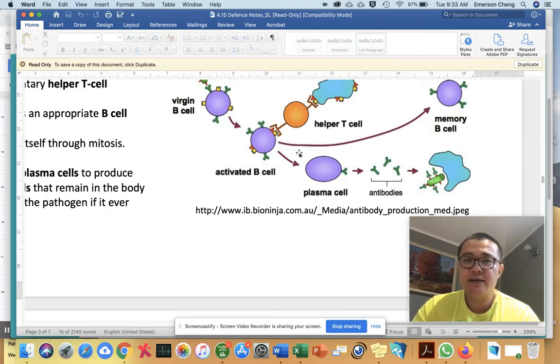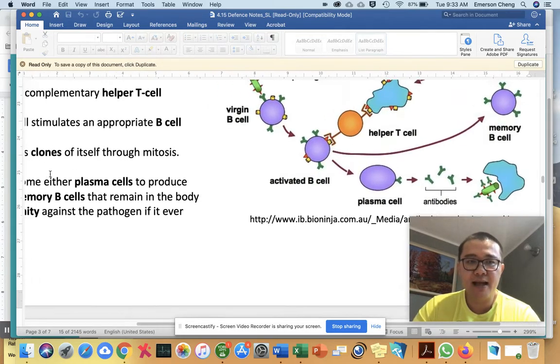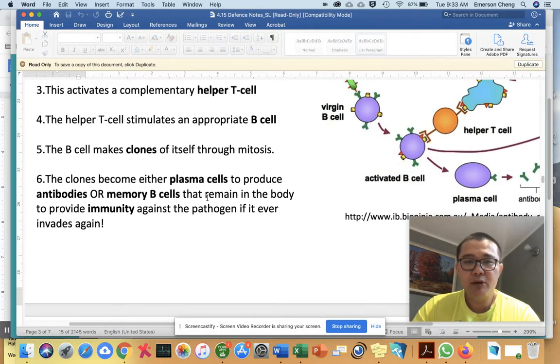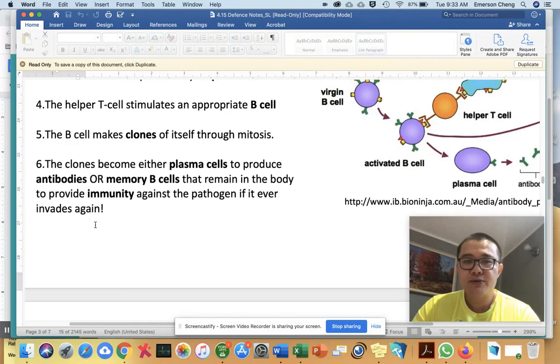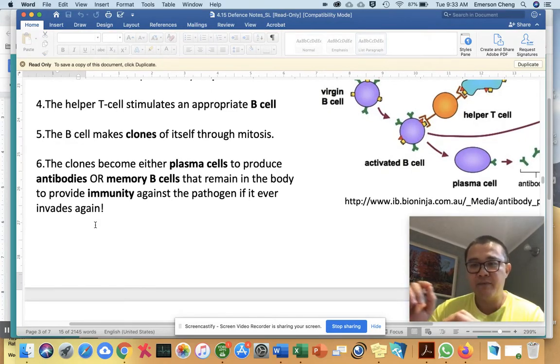Some of these activated B cells become what we call memory B cells. Memory B cells remain in the body and provide immunity against the pathogen if it ever invades again. I think the video addressed that before too. So the memory B cell will stay in your system for quite a long time.